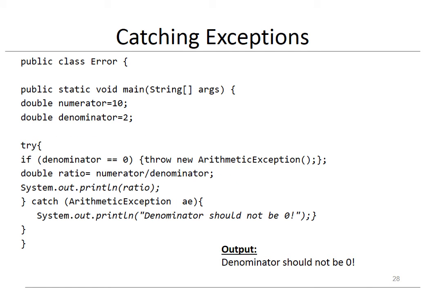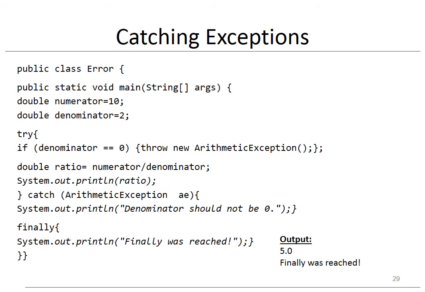Suppose now that we do want to raise an exception when dividing by 0 in our example. This can be done explicitly by using the statement if denominator double equals 0, throw new ArithmeticException, as you see illustrated here. If you run this in Eclipse, you will see that the message "denominator should not be 0" is now displayed.